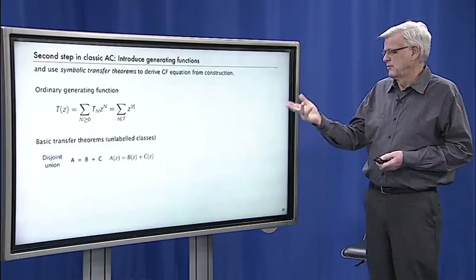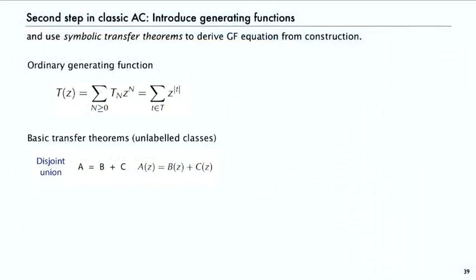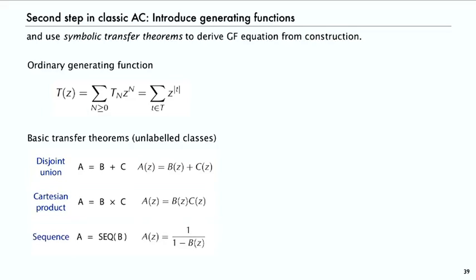So the basic transfer theorems are very simple. If you've got two classes B and C and you take the union, the generating function for the result is the sum of the generating functions of the two operands. If you do the Cartesian product, it's the product. And if you do the sequence of, it's 1 over 1 minus. And that just comes from the sum of 1 plus b(z) plus b(z) squared plus b(z) cubed and so forth. That's easy to prove from the product. So given the operations, we immediately have a translation to generating functions.